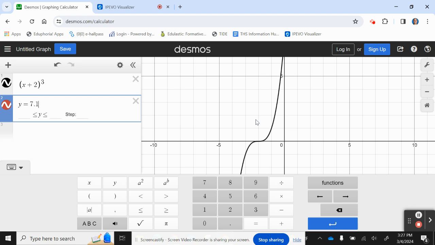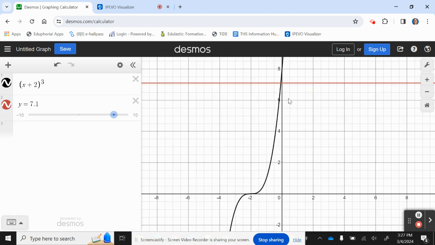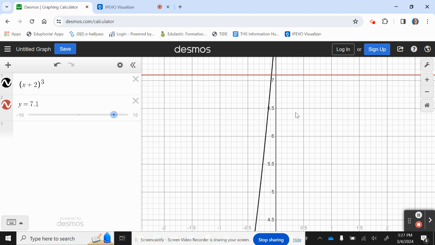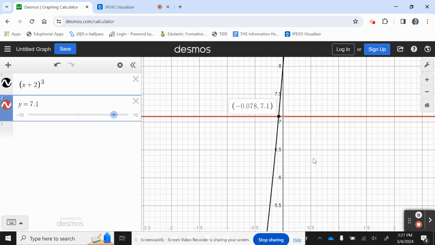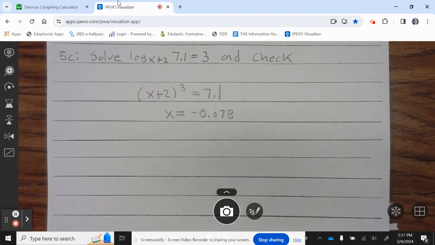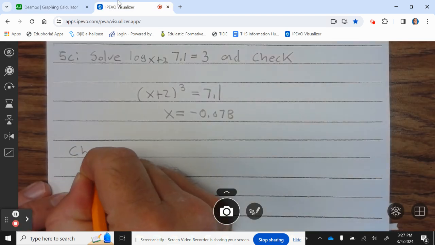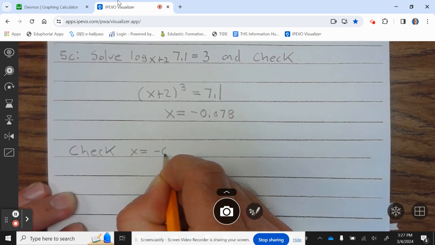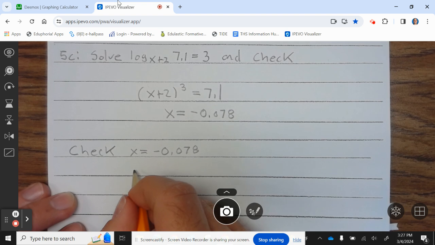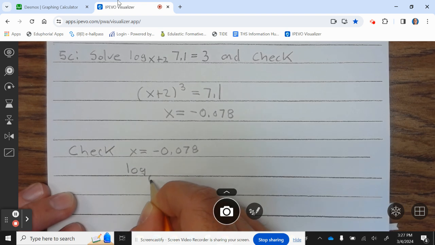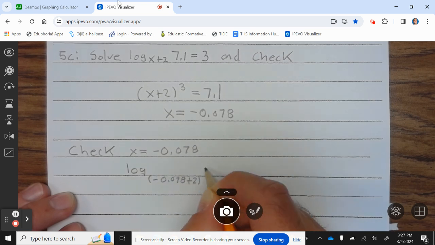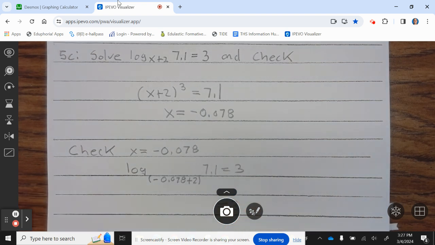Let's zoom out. Now, you're going to zoom out to see the point of intersection, then zoom in so you get a clearer view of the intersection, which is right here. So that is x equals negative 0.078. Okay, let's go ahead and check. By plugging that back into the original. So we know the right side equals 3. Let's check the left side.